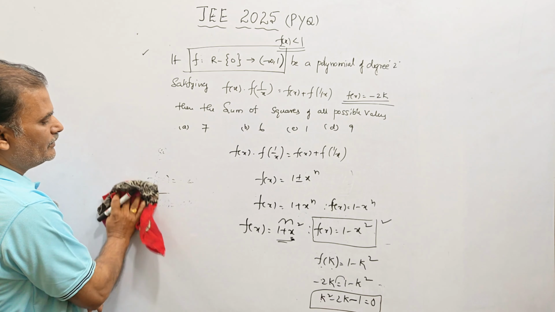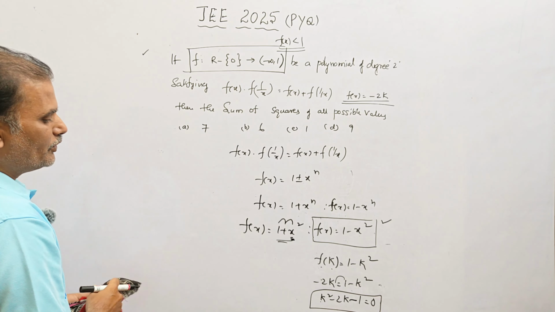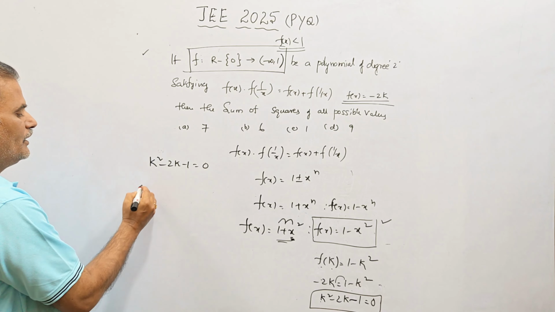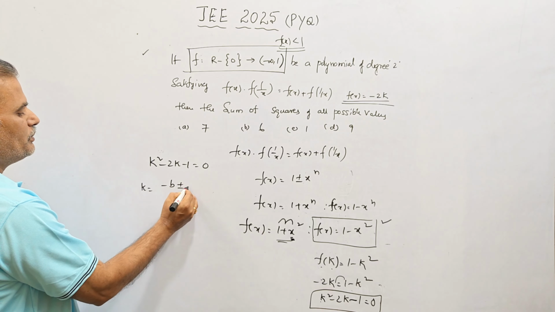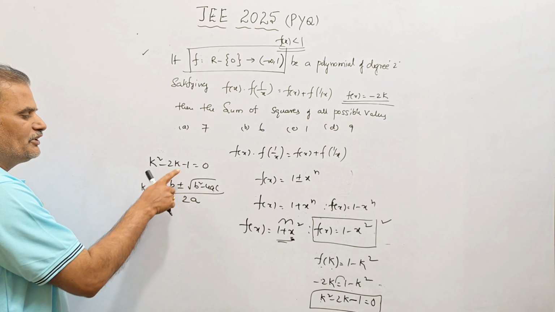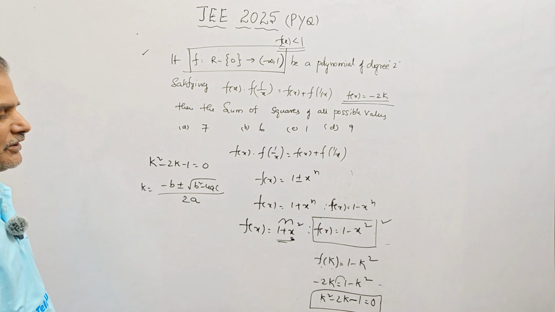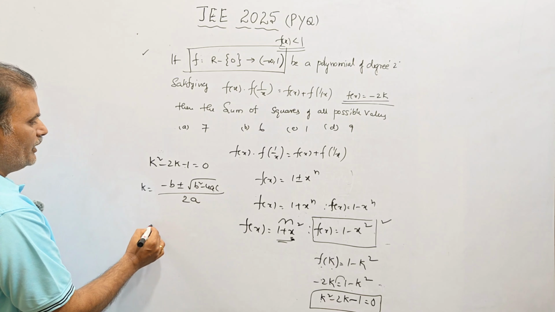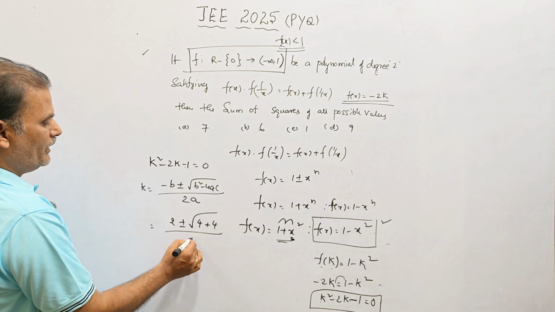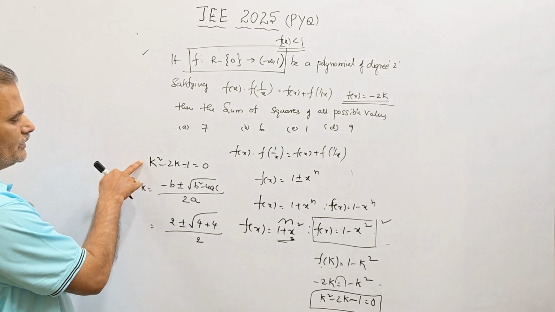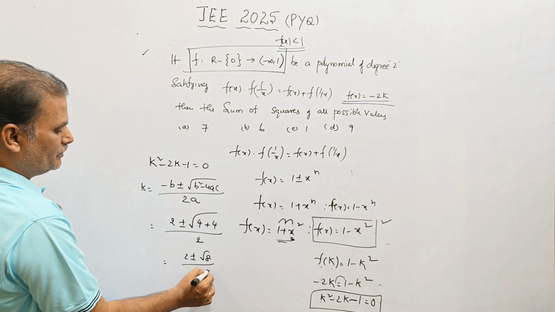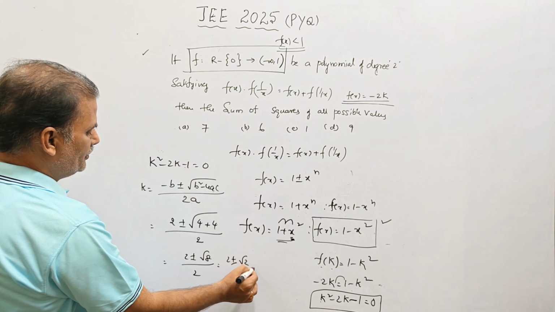After getting the quadratic equation, we find the roots of the quadratic equation. k² − 2k − 1 = 0. Then k = (−b ± √(b² − 4ac))/2a. When it was +1, we directly got the answer (k − 1)². Now it is minus, therefore you apply this formula. a is positive: 2 into 1 is 2, so (2 ± √8)/2. 2 ± √8 means (2 ± 2√2)/2.